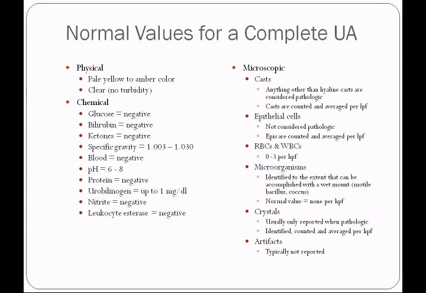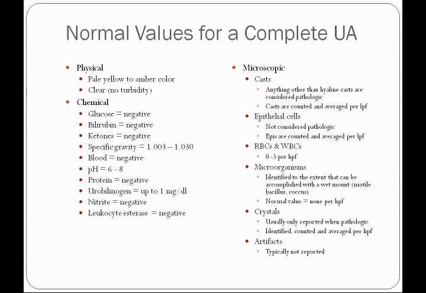A couple of things we have to remember before we take a look at the assignment, and that's what the normal values would be for a complete urinalysis. With the physical analysis, usually the urine is pale yellow to amber color. There are a wide variety of colors that we see. We also would expect it to be clear, having no turbidity.